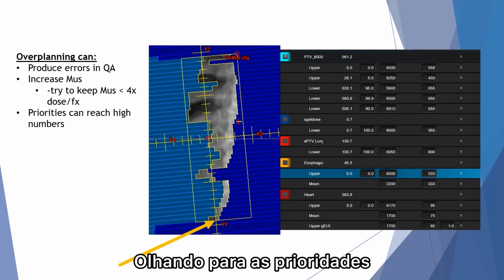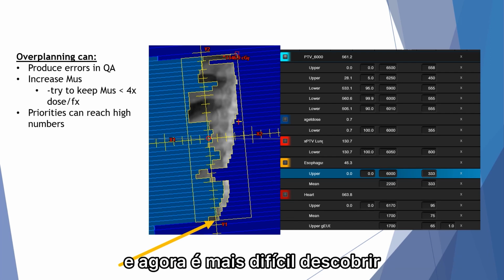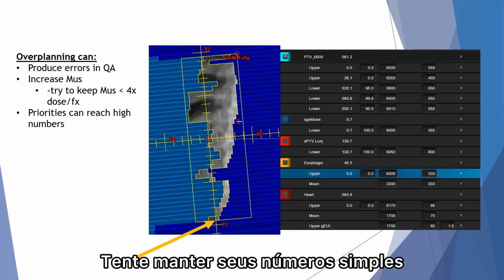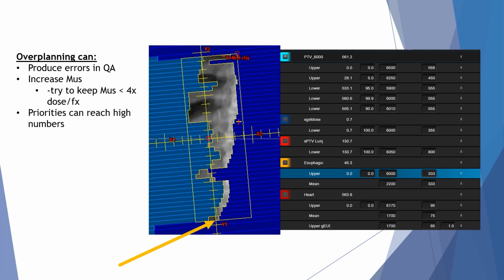Looking at the priorities, you can see that they reran it a few times, and now it's harder to decipher which one has more of an effect. Try to keep your numbers simple and make it easier to monitor if you need to go back.